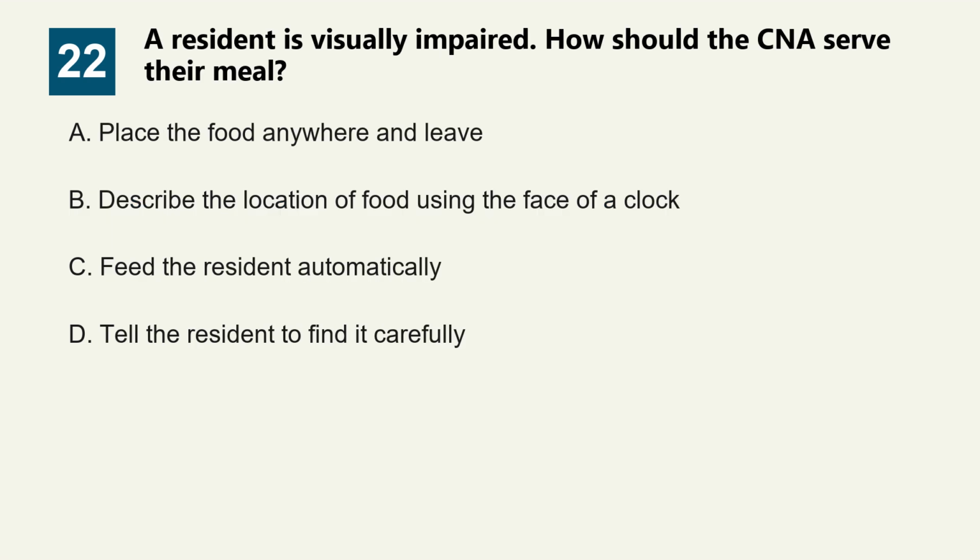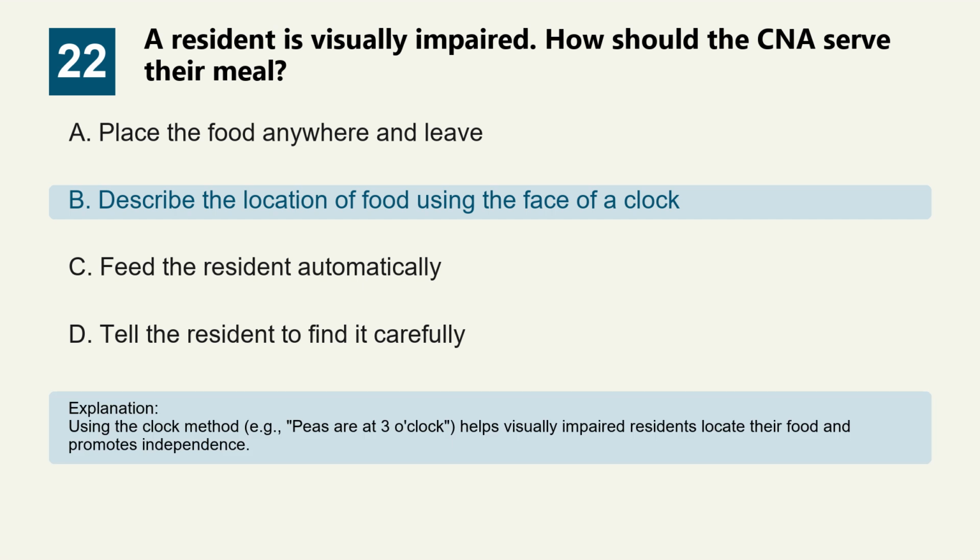Question 22. A resident is visually impaired. How should the CNA serve their meal? Option A. Place the food anywhere and leave. Option B. Describe the location of food using the face of a clock. Option C. Feed the resident automatically. Option D. Tell the resident to find it carefully. The correct answer is option B. Describe the location of food using the face of a clock. Using the clock method, for example, peas are at 3 o'clock, helps visually impaired residents locate their food and promotes independence.